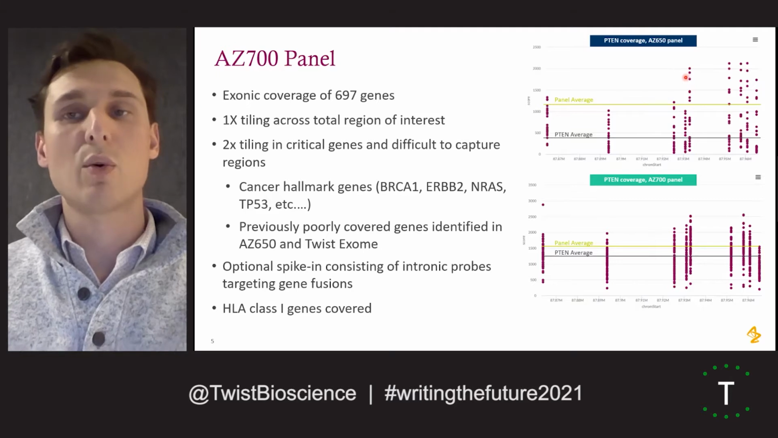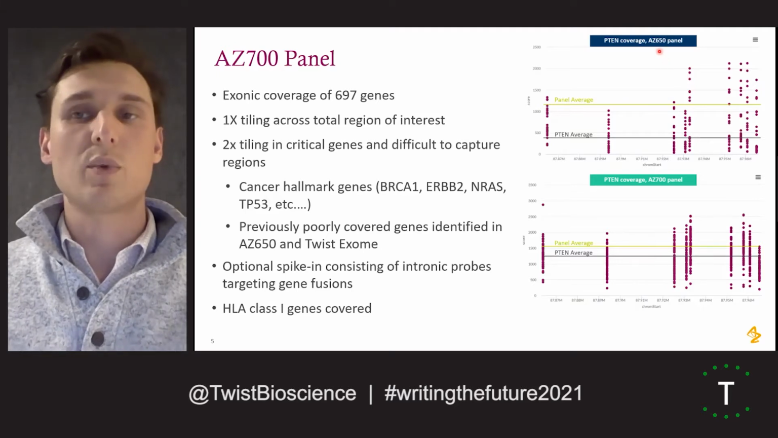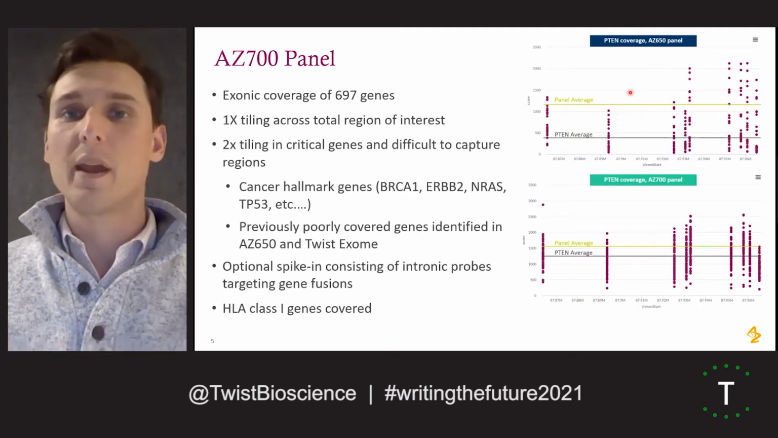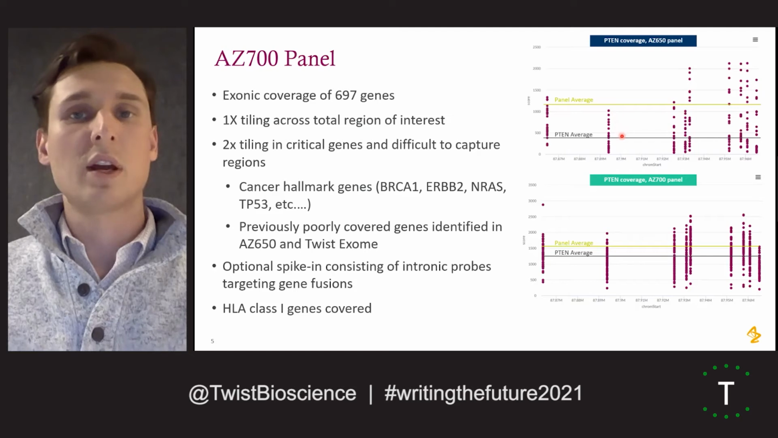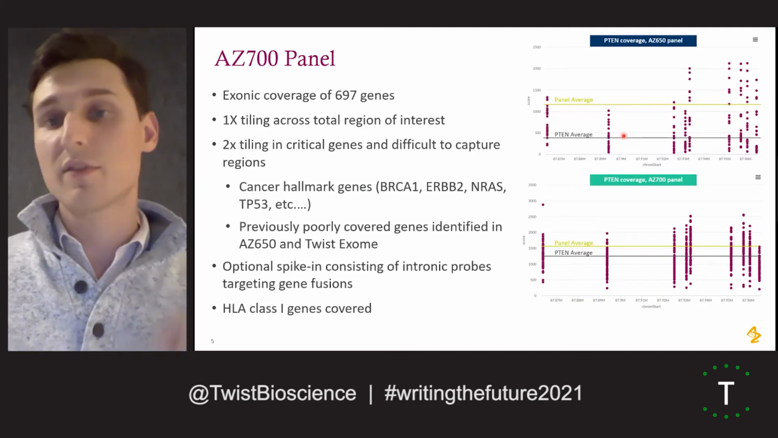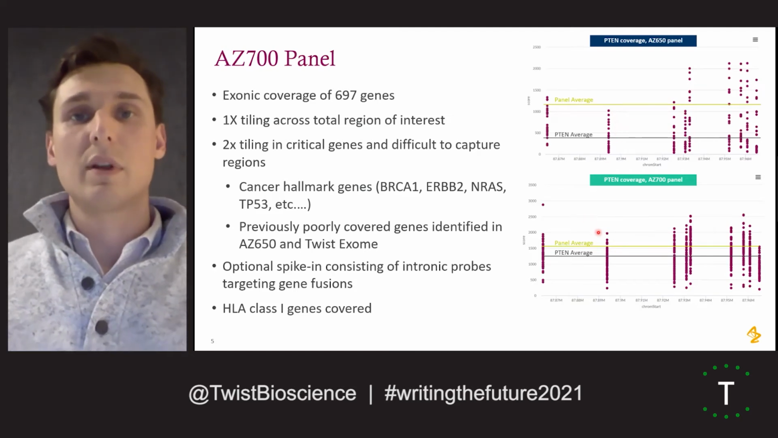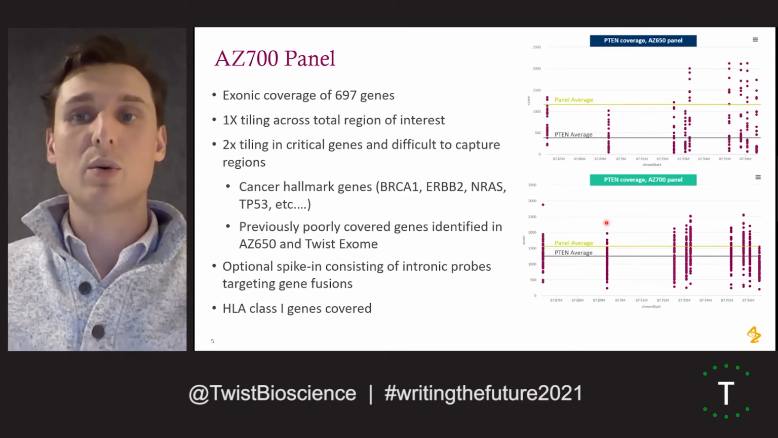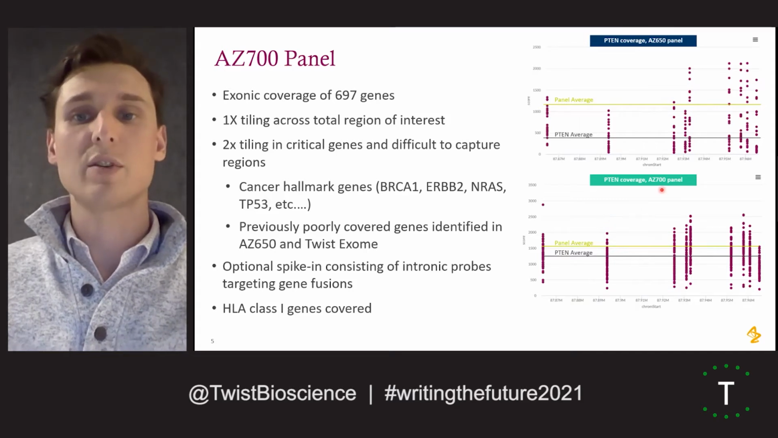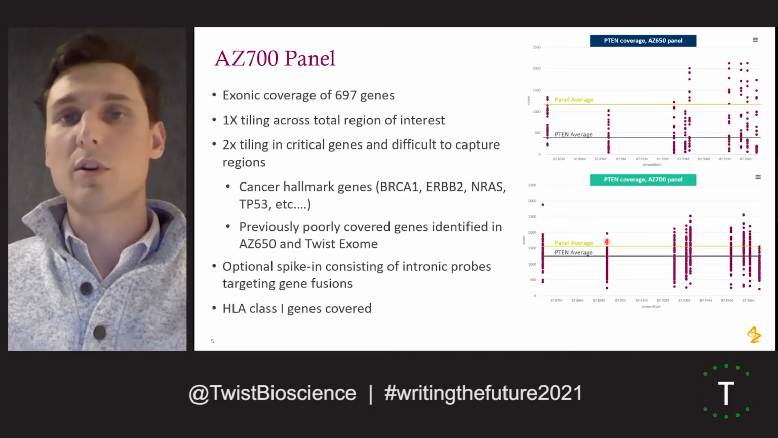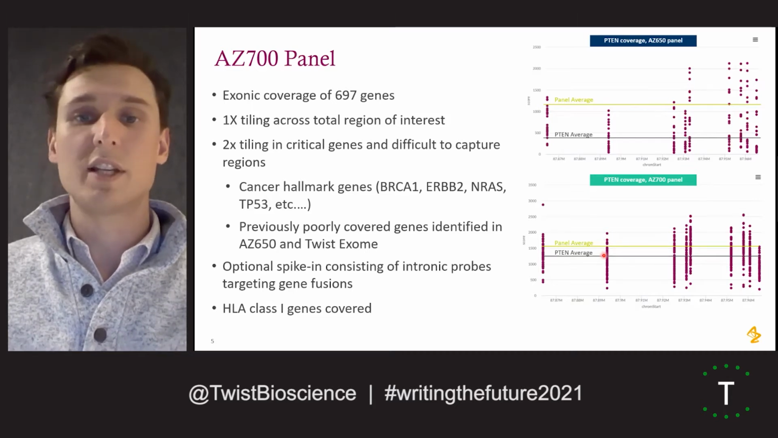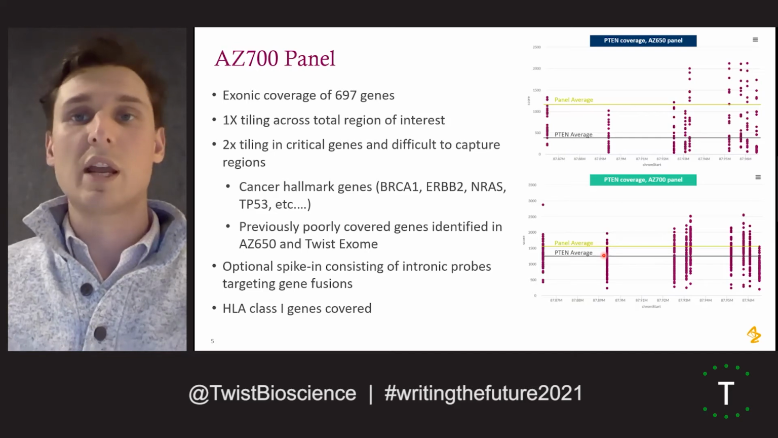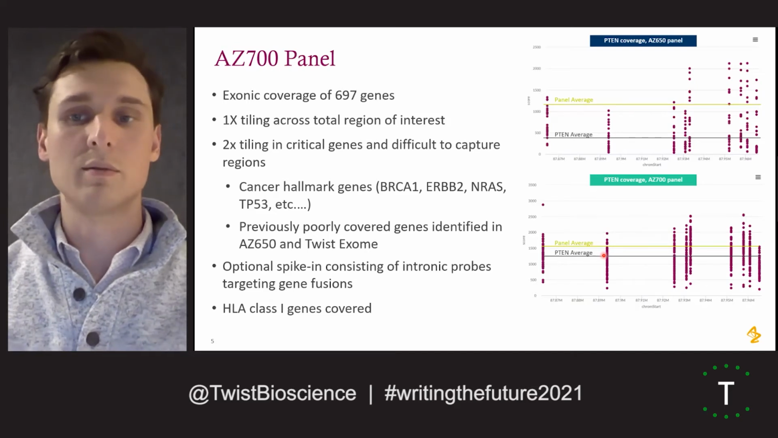So just to demonstrate the effect of this 2x tiling, here is a cohort of FFPE tissue sequenced with AZ650, the previous panel, and you can see while we achieved an overall panel coverage of over 1000x, the coverage for the PTEN gene in particular was less than 500x. For a similar FFPE tissue cohort sequenced with the new AZ700 panel, you can see that our overall panel coverage is higher, and that the coverage for the PTEN gene in particular is much closer to the average coverage, and we're getting nice uniform coverage across this gene.